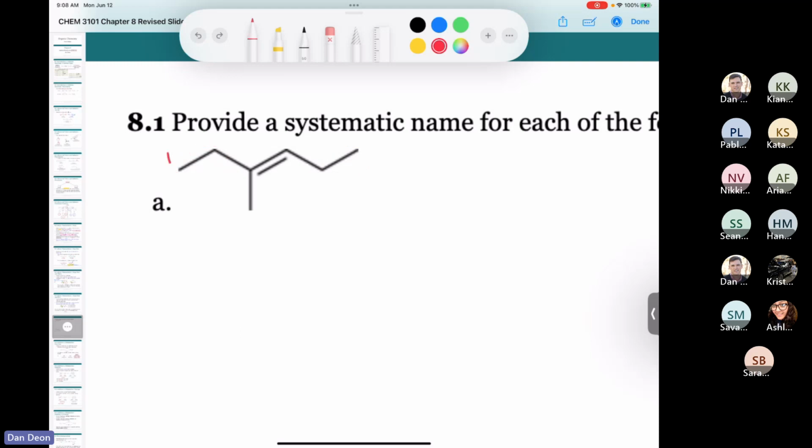Now, I could start numbering over here, 1, 2, 3, 4, 5, 6. So that would be a 3-hexene, or I could start numbering over here, 1, 2, 3, 4, 5, 6.